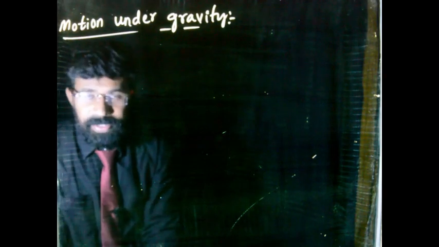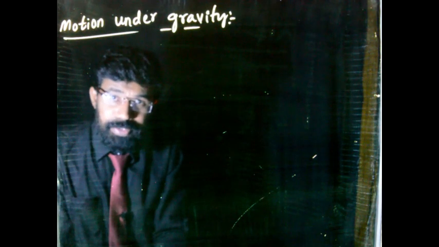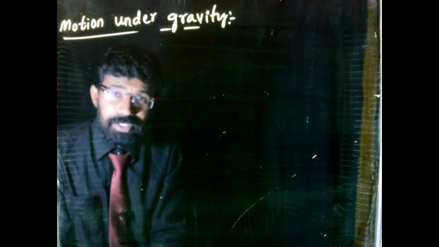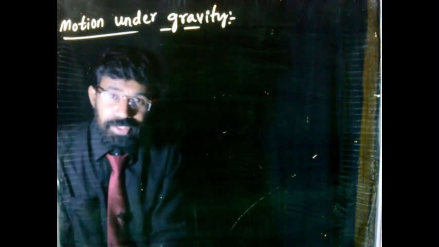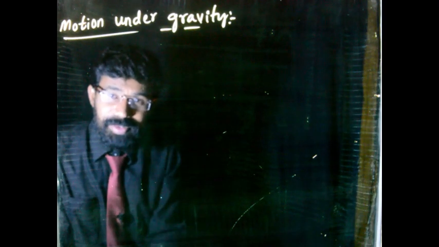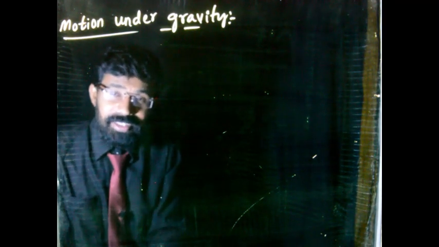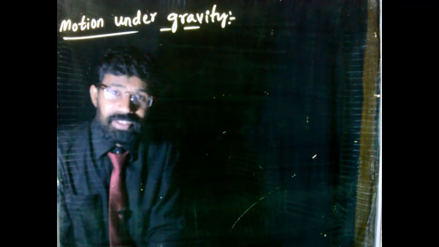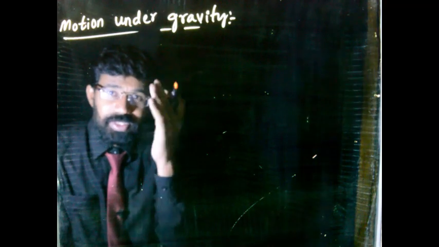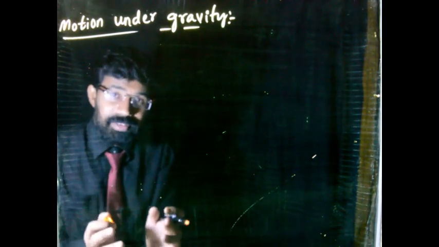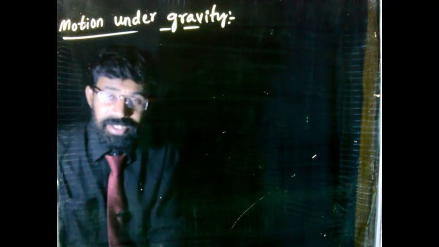Motion under gravity in the sense, if a body is projected in the upward direction or in the downward direction, I may be interested to find out how much velocity it gains after so and so time, or in how much time it reaches the ground if it is dropped from a height h, or if it is projected with a velocity u in the upward direction, to what height it reaches, or after what time it reaches the highest point, or after what time it comes back to the surface again. Like that you can think about several possible physical quantities associated with the motion of this body in the upward direction and in the downward direction. All these kinds of things will be dealt with under this heading, motion under gravity.